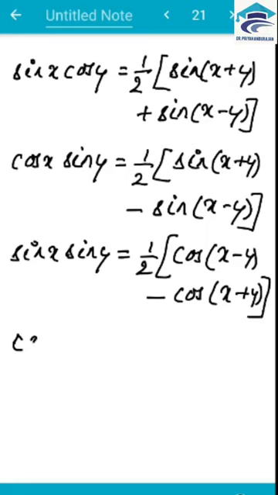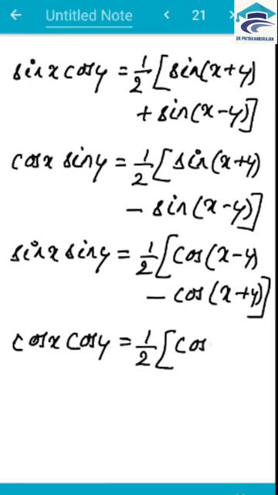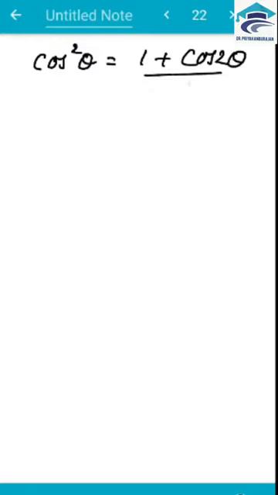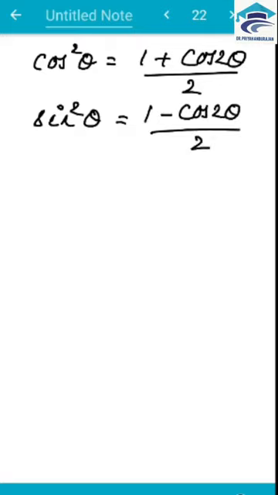Next is cos x cos y. Cos x cos y will be equal to 1 by 2 into cos of x plus y plus cos of x minus y. Next we will see cos squared and sine squared. So cos squared, we all know cos squared theta is equal to 1 plus cos 2 theta by 2, and sine squared theta is equal to 1 minus cos 2 theta by 2.